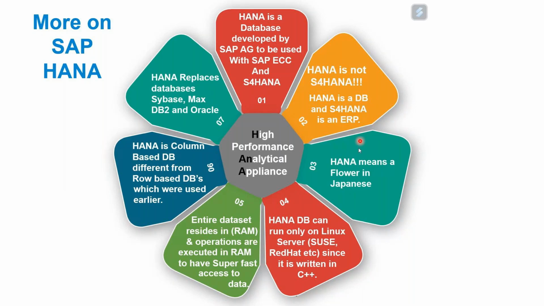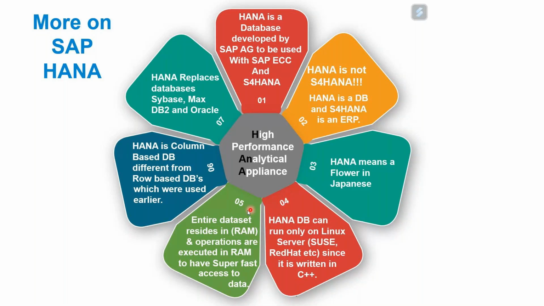HANA also means a flower in Japanese. That's where they picked up the name, and it looked like a beautiful name. They've also given the full form for the acronym, which is High Performance Analytical Appliance. So it's high performance and it's an analytical appliance. Why? It allows you to do a lot of analytics very fast. Analytics means reports, and appliance means it's a software, it's a product which allows you to do that. It can only be run on the Linux server. It would not impact you a lot, but you should know it works only on the Linux server.